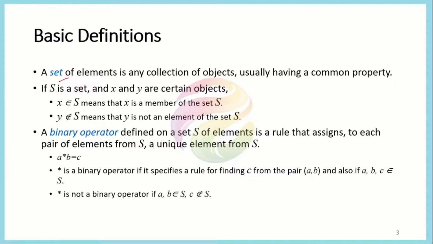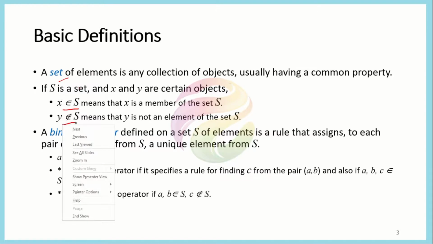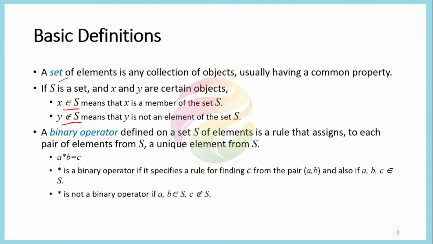A set is defined as a collection of elements or objects which have a common property. Simply, if we say that a certain object belongs to a certain set, we write it as x belongs to S, and if it doesn't belong to that set, we write it as x doesn't belong to S.